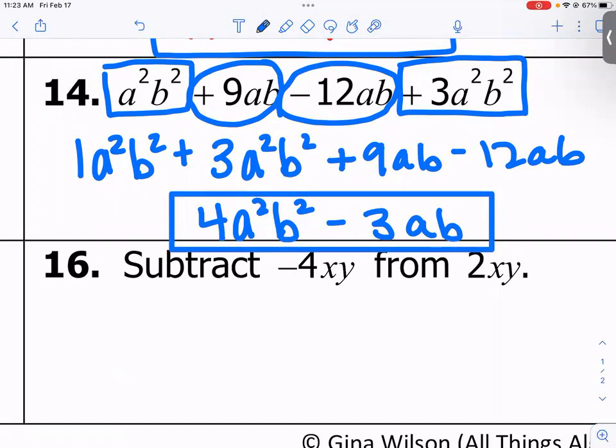Okay, so if you would please turn the page to page 7, your homework is 1 through 11. And the more you can get done now, the more you can enjoy your 3-day weekend. We don't have school on Monday because it's President's Day.